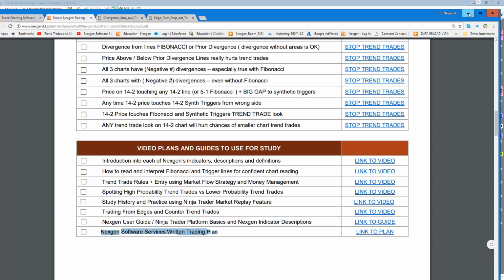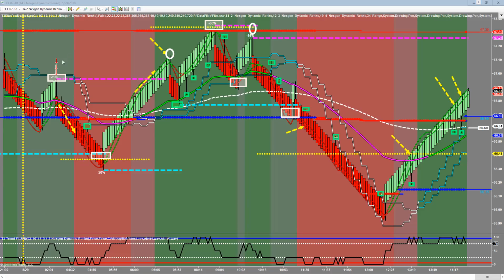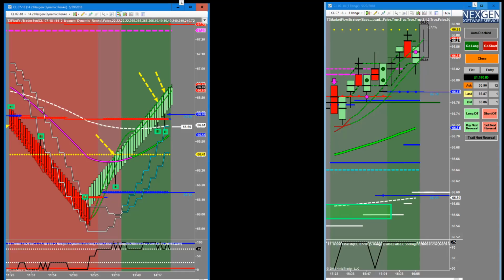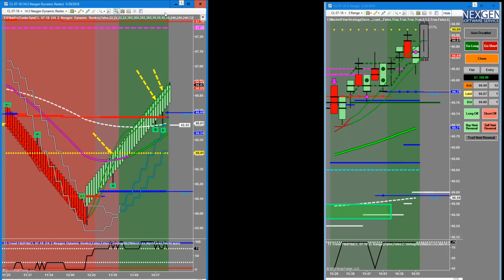So let's take a look at, and again, we're going to focus on white boxes as stopping points per the rules like we just went through. And we're going to look at the green boxes for potential money. So again, let's go to the 5-1 chart here. And again, this is where the rules kind of start for us.